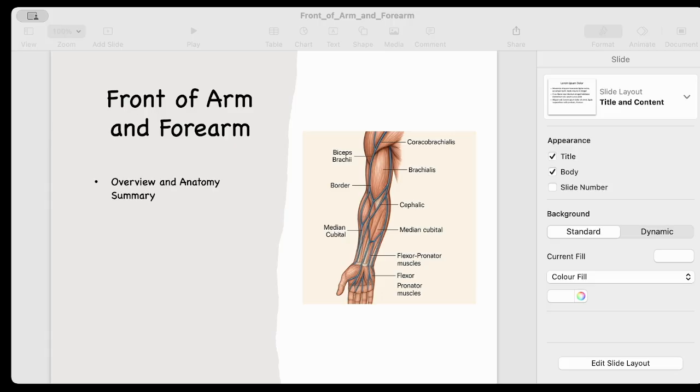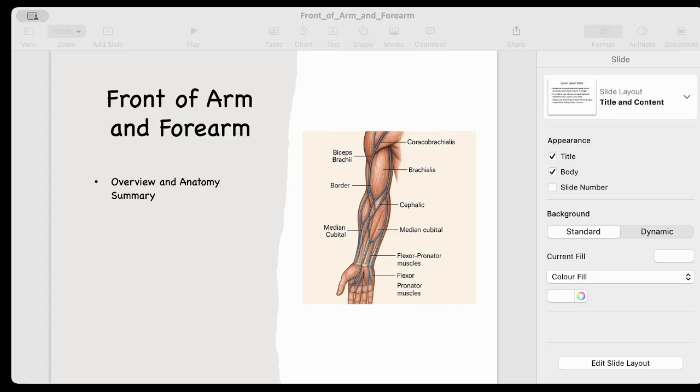So, the front of arm, which muscles are there? There are biceps brachii, coracobrachialis, and brachialis. And in the front of forearm, which muscles are there? Flexor group of muscles, median and ulnar nerve, radial and ulnar arteries. Before that, in upper limb, arm is otherwise called what? Brachium. In front of arm, the muscles are biceps brachii, coracobrachialis and brachialis.